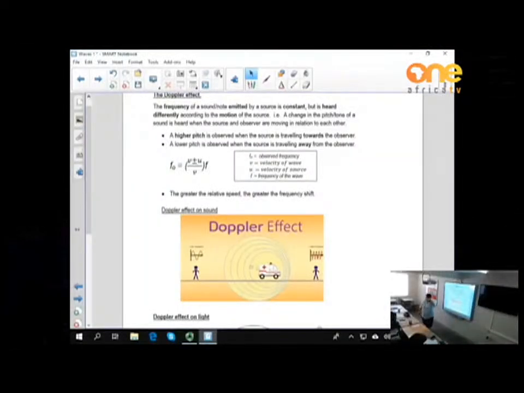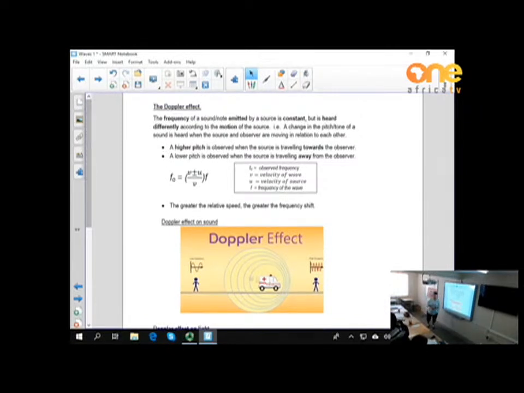Grade 12s. Yesterday, at the end of the period, we had a look at the Doppler effect. Just to recap, we said that the Doppler effect is the change in frequency that we hear when an object that is making a noise travels towards you and then past you at a fairly high speed. All right, and we can very often hear the Doppler effect.